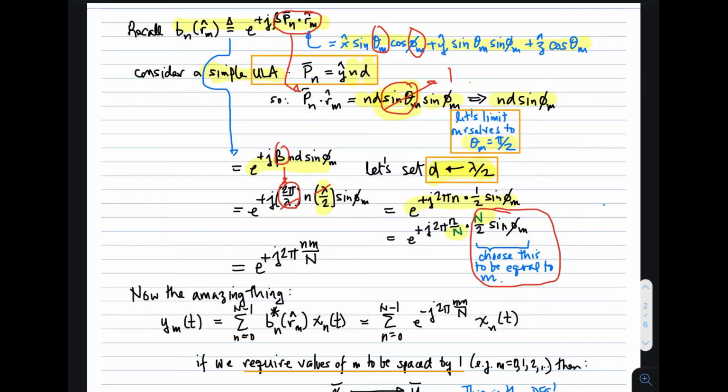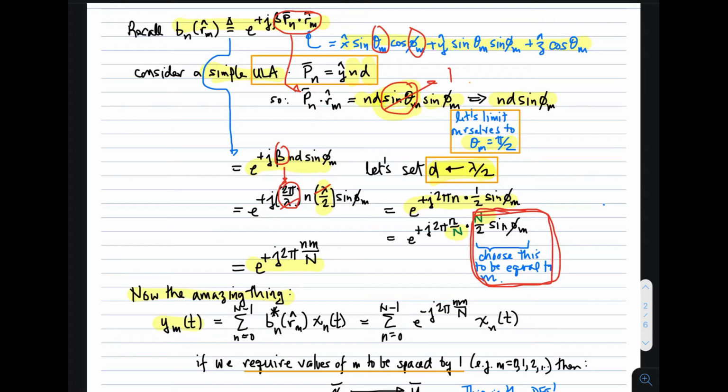If we make the substitution indicated here, then the result now becomes e to the plus j times 2 pi times nm, the indices, divided by capital N, the number of elements. So now we're ready to show an amazing thing.